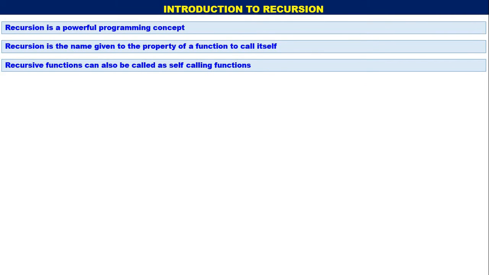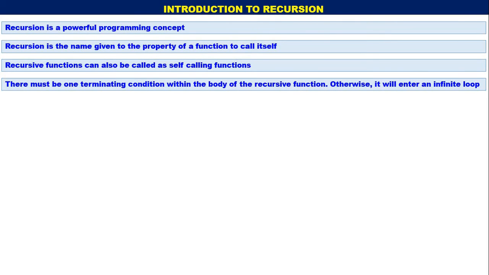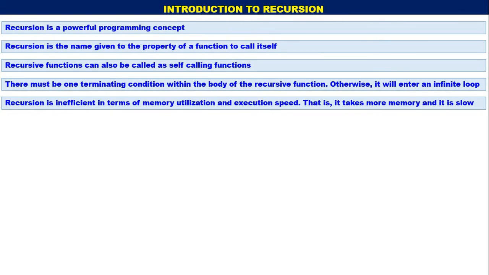Recursive functions can also be called self-calling functions because the functions are called within the body of the same function. There must be one terminating condition within the body of the recursive function, otherwise it will enter an infinite loop. We will take an example also for that.